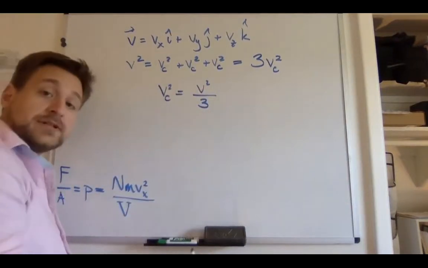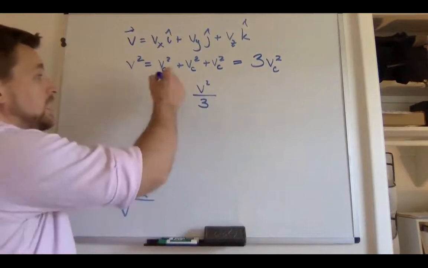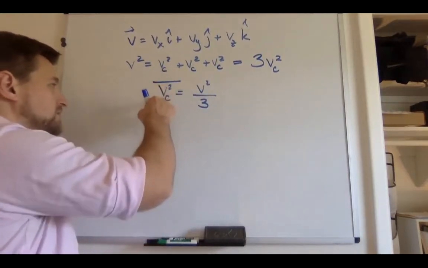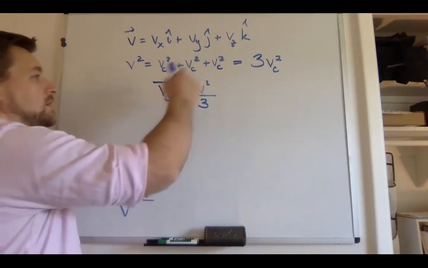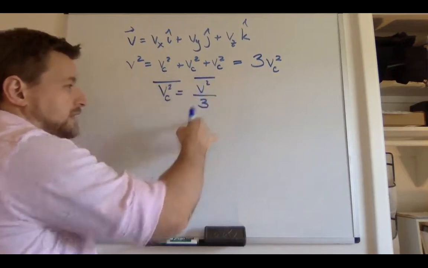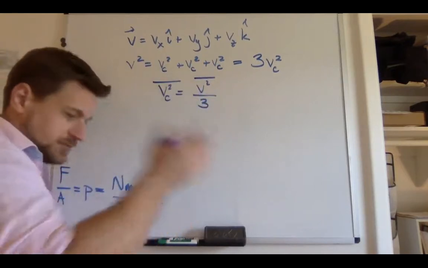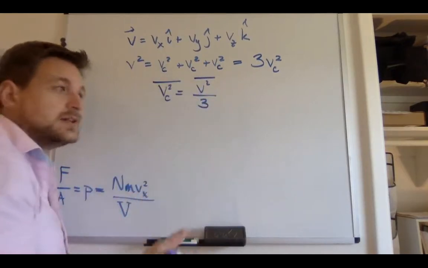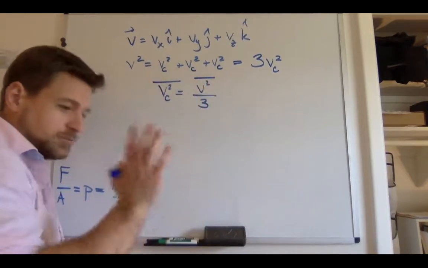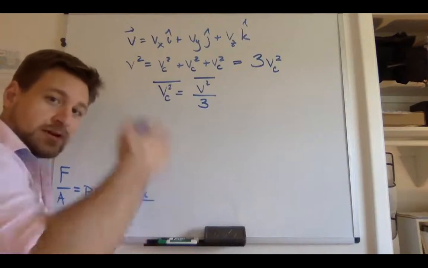And let's take an average. On the average, the square component speed is the average square speed divided by 3. We've got the square speed divided into x, y, and z. Each component has a third of the total square speed.